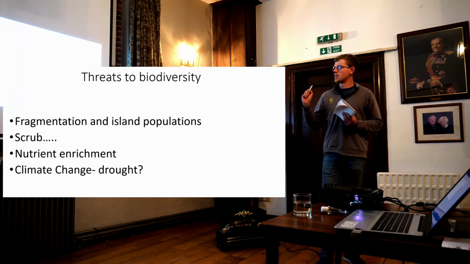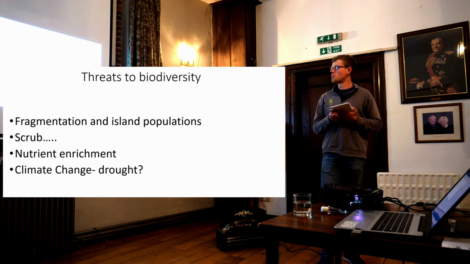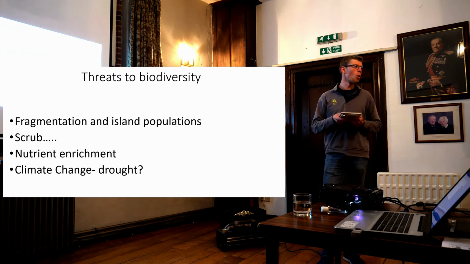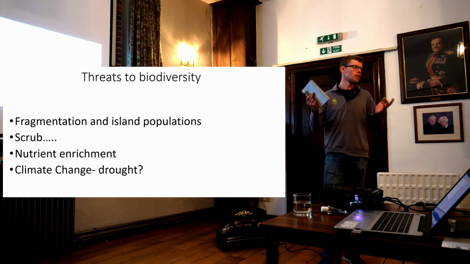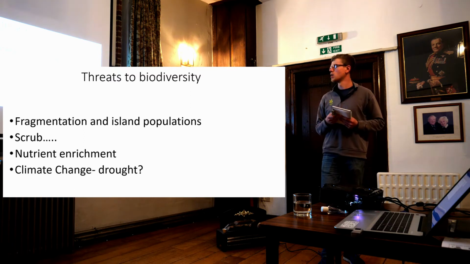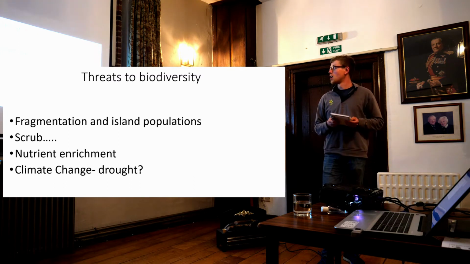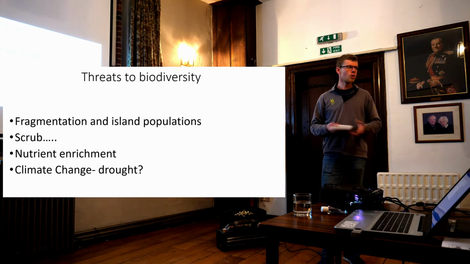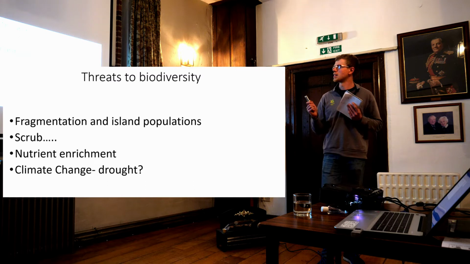Threats to biodiversity. Fragmentation and island populations. Unfortunately, a lot of our sites in the Chilterns with chalk grasslands are not well connected. There's often a road or woodland or a farmer's field in the way of joining up our sites. So you have island populations which, as you may know, are not particularly resilient to change. You've got all your eggs in one basket, and you've got a dwindling gene pool for animals and plants, so they're not in the best shape potentially.